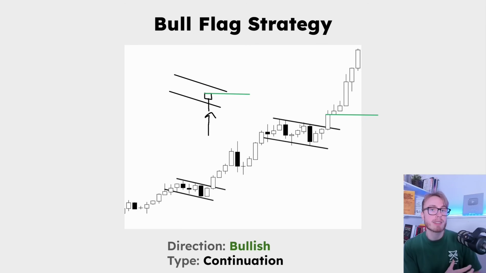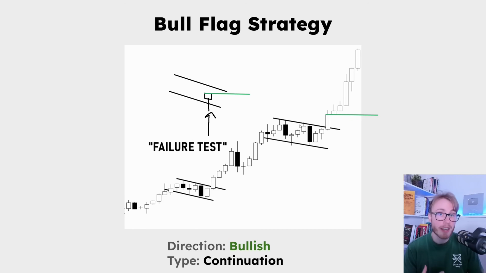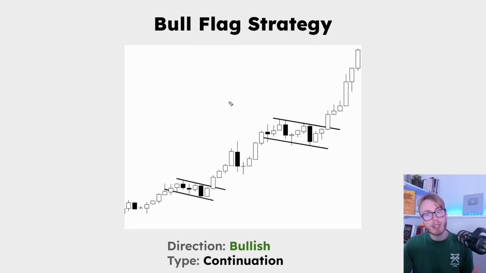You might recognize this type of entry from the patterns we talked about earlier in the course, and I'm personally a big fan of this type of entry. And this type of entry is often called a false breakout or a failure test. What I also want to show you guys with this example is that not all bull flags will look like this.